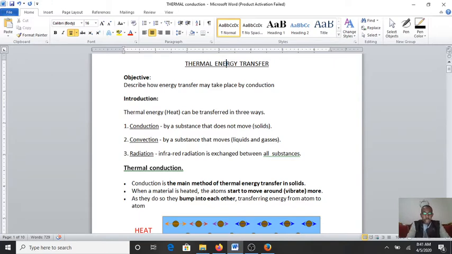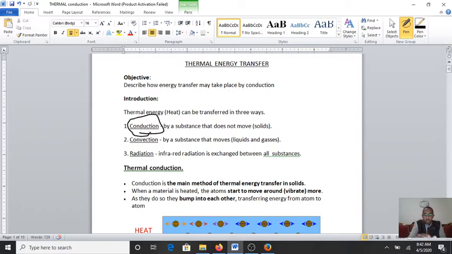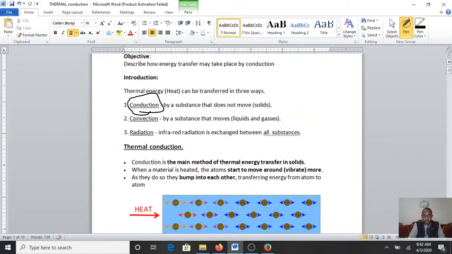There are three main ways that thermal energy may be transferred to an object, and you can see here we have thermal conduction, which is our topic of discussion today. And we said this usually happens in solids, but some liquids have also shown thermal conduction. We also have thermal convection and thermal radiation. But I will focus specifically on number one.